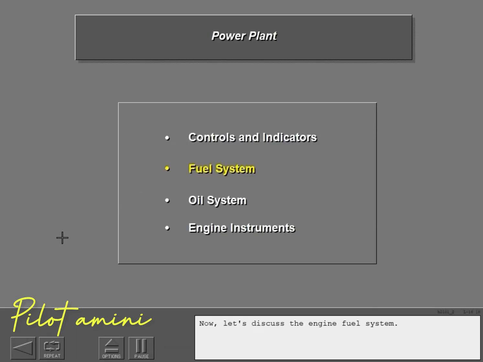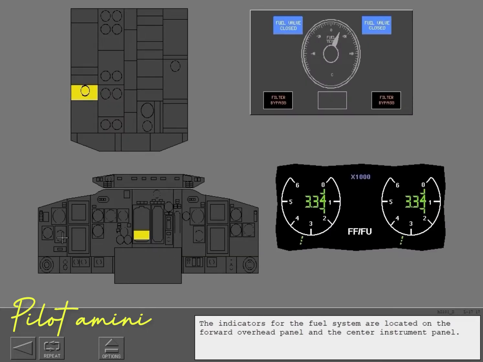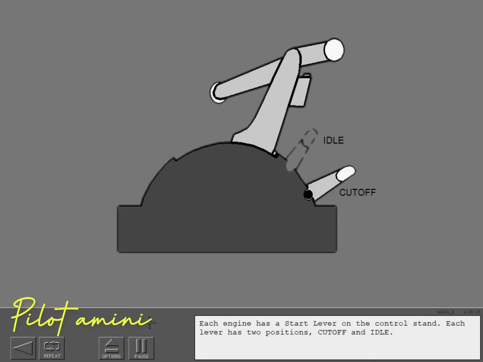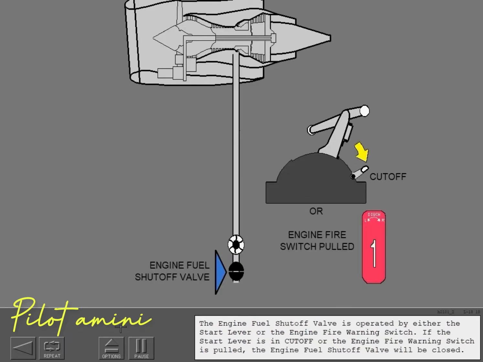Now, let's discuss the engine fuel system. The indicators for the fuel system are located on the forward overhead panel and the center instrument panel. Each engine has a start lever on the control stand. Each lever has two positions, cutoff and idle. The engine fuel shutoff valve is operated by either the start lever or the engine fire warning switch. If the start lever is in cutoff or the engine fire warning switch is pulled, the engine fuel shutoff valve will be closed.